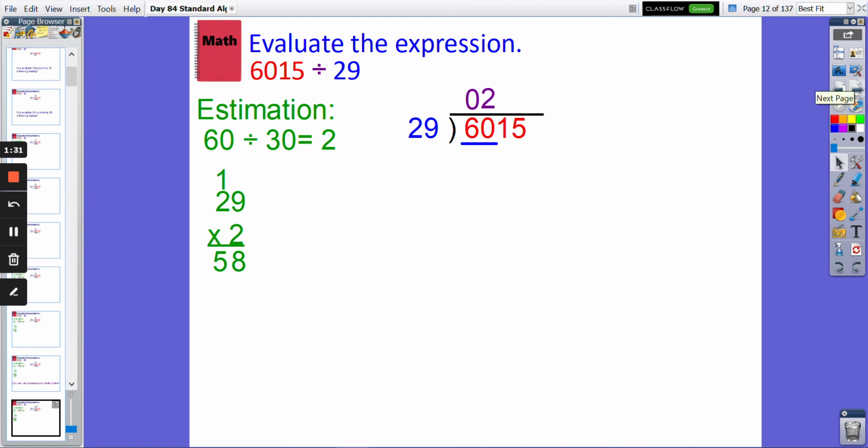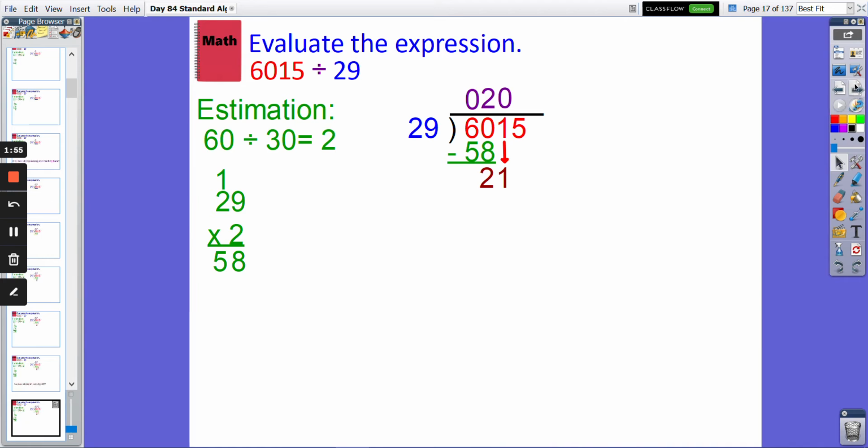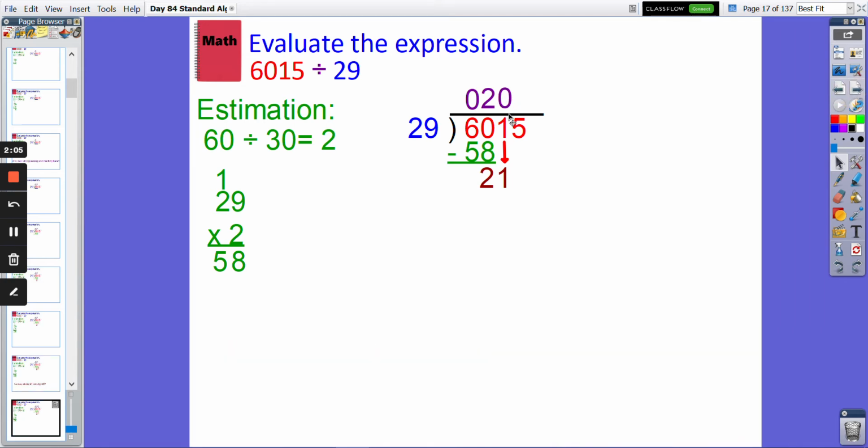So we're going to do 2. 2 times 29 is 58. So 2 times 29, 58, and now we subtract. Divide, multiply, subtract, bring down is our next step. So we have 2 left, and now we're going to bring down the 1. Can we divide 21 tens by 29? No, so because we can't, 29 cannot go into 21, we need to put a 0.